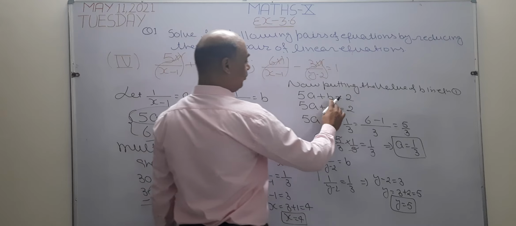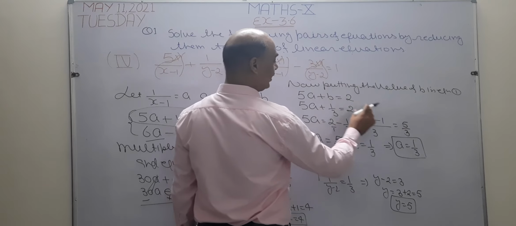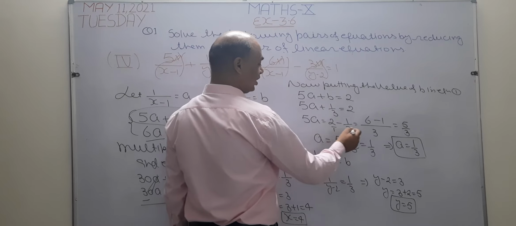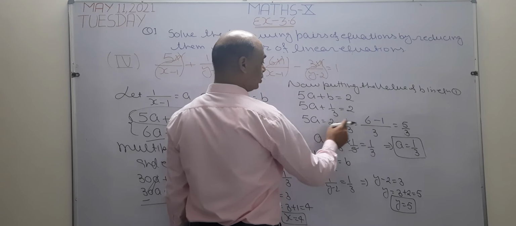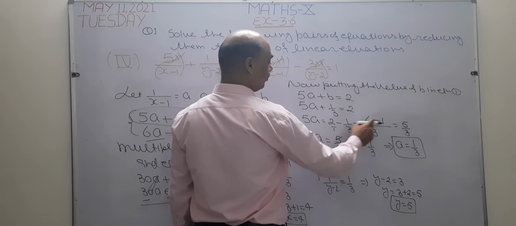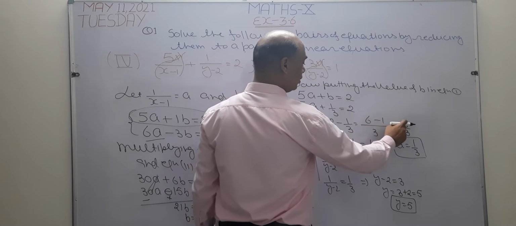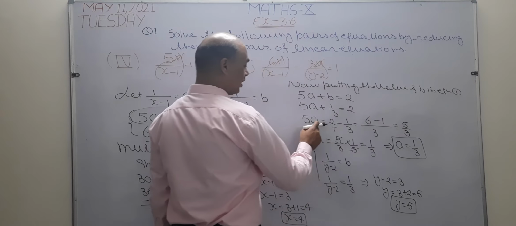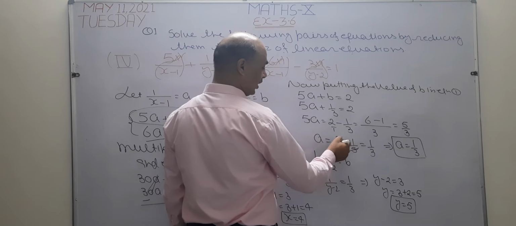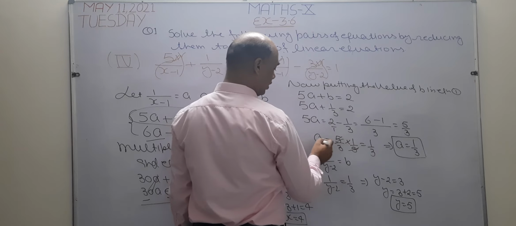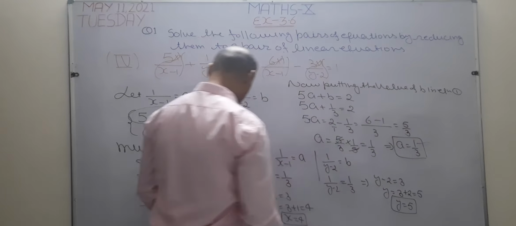I take 1 by 3 from left to right, so this positive term becomes negative. Now I take LCM. LCM of 1 and 3 is 3. 2 is 2 by 1, so it is going to multiply by 3. 3 2s are 6. 3 is cancelled with 3. 1 remains same. 6 minus 1 is 5. This becomes 5 by 3. So value of a becomes, where this 5 goes, towards the denominator. When I take it to the denominator, this is going to cancel. What is left? 1 by 3. So value of a becomes 1 by 3 and value of b is 1 by 3.